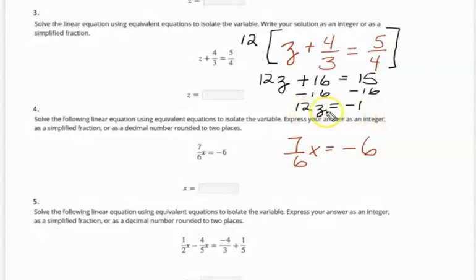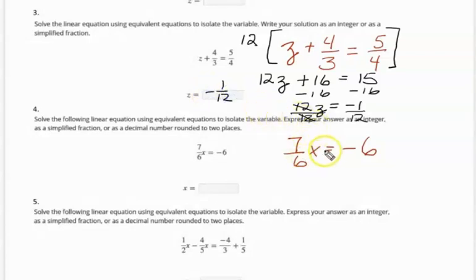Now, I want to get z by itself. Well, I'm going to divide 12z by 12. That is the numerical coefficient of z. Do that to both sides. Here they cancel out, become a 1, and z is equal to a negative 1/12.